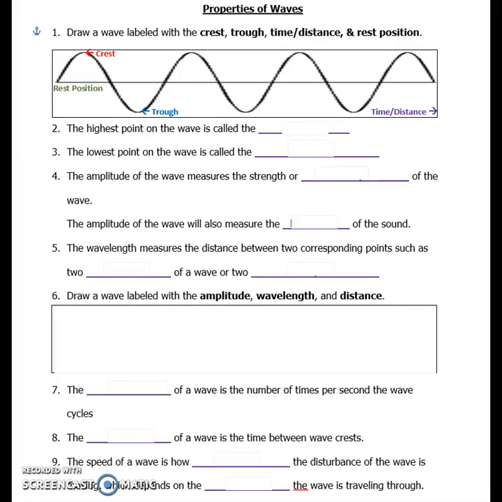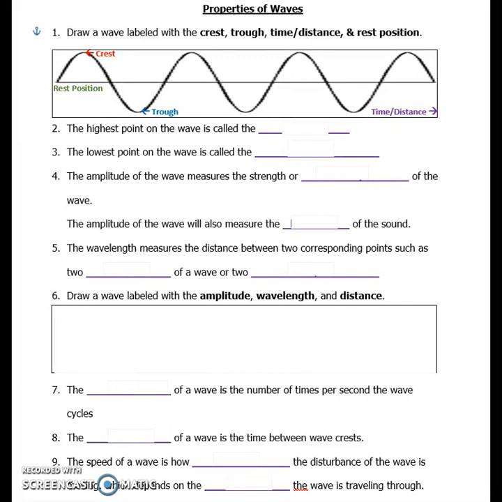It's the same type of transverse wave we drew on the Basics of Waves page, but up here we have our crest in red. We have the rest position, which is this base line that the wave has to cross. A trough in blue, that's the bottom of our wave. And the time or distance, which is just the entire path that the wave can follow.